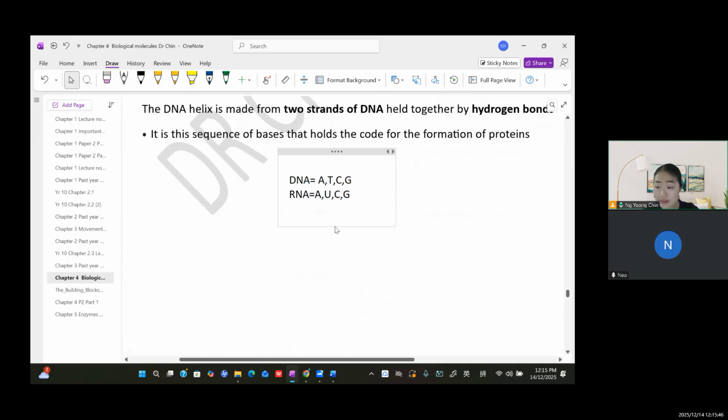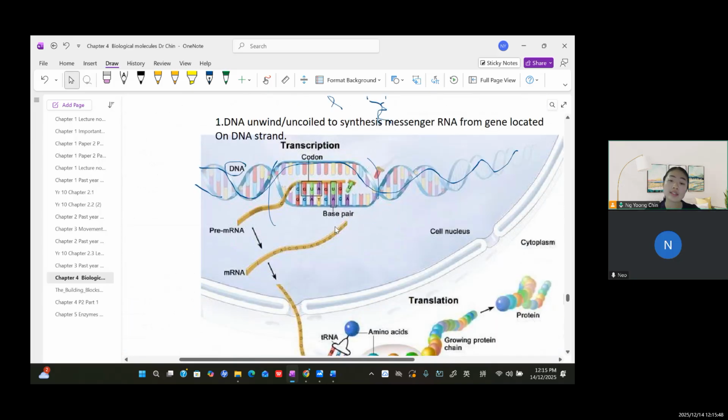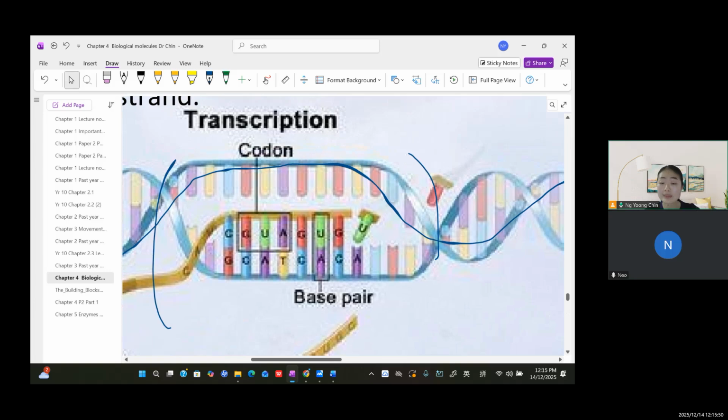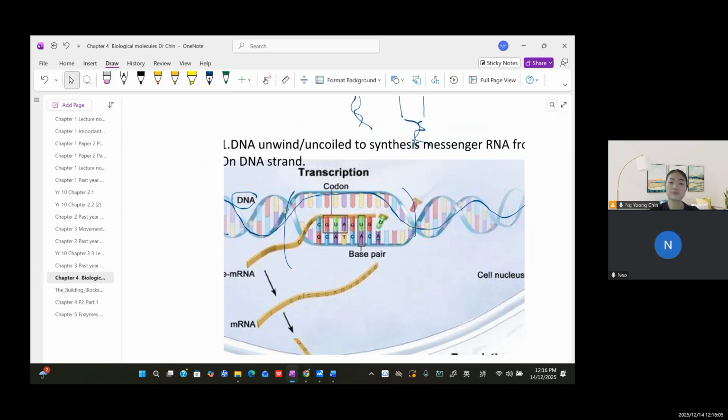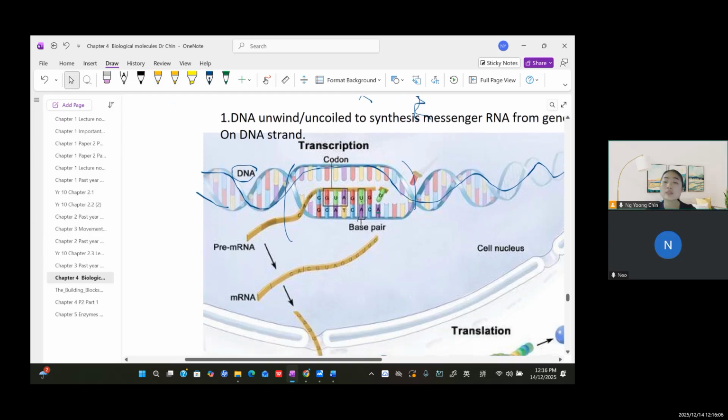Because in the RNA, there's no thymine, no T inside the RNA. So whenever they want to form the base pairing, you should pair up in this way. The A from the DNA can pair with U, C pairs with G. Just A to U, and then T to A. Okay, so this happens during transcription.